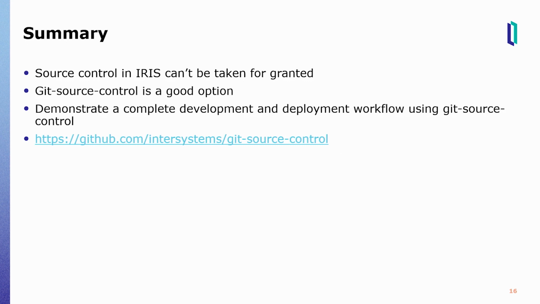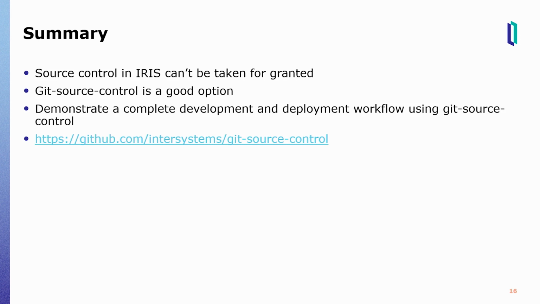All right, in summary, a couple of key takeaways I want you to take away from this. First, source control in Iris can't be taken for granted. If you're developing Iris, you need a source control strategy. And I hope I've convinced you that Git Source Control, this project, is one good option for using Git. I hope I've also demonstrated a complete development and deployment workflow using Git Source Control that could be feasible for actual developers in an actual organization.